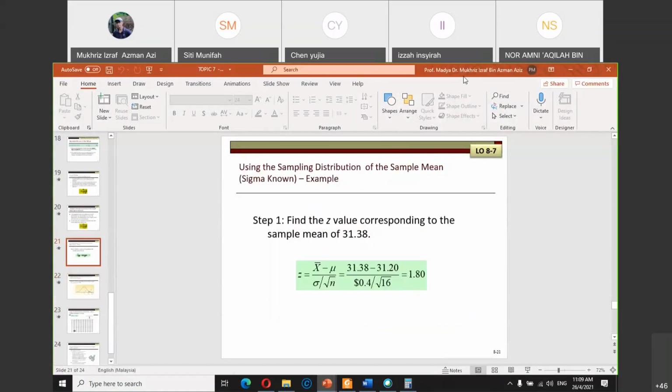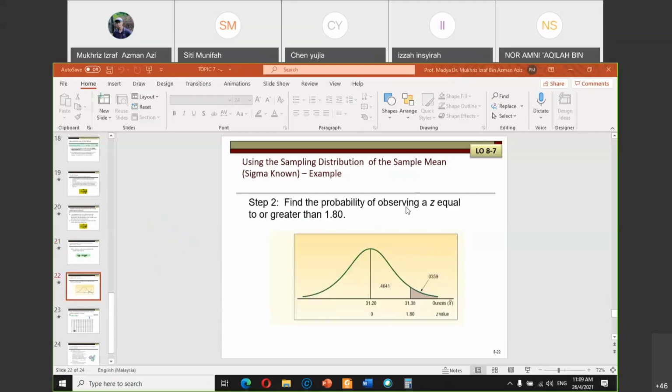Once you get 1.8, the next step is to find the probability. Is it more than? Find the probability of Z greater than 1.8, correct? So you want the area to the right of 1.8, which will be the highlighted area here.